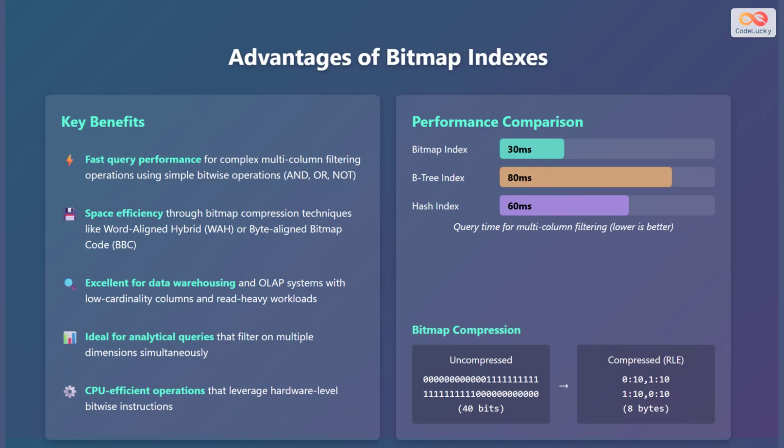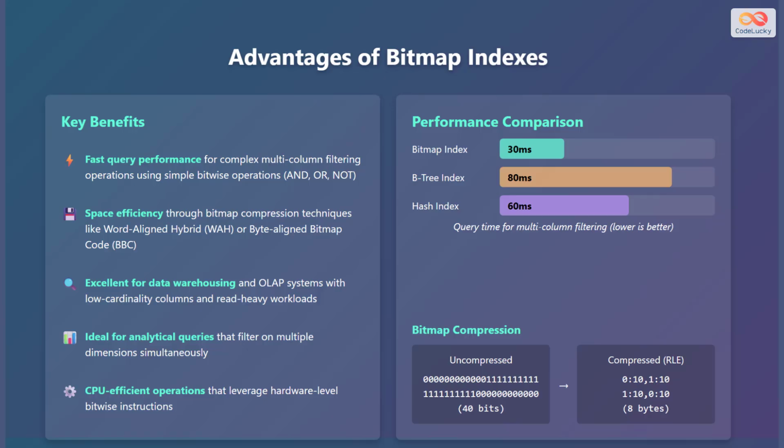Bitmap indexes offer several key benefits. They provide fast query performance for complex multi-column filtering operations using simple bitwise operations like AND, OR, and NOT. Bitmap indexes offer space efficiency through bitmap compression techniques like word-aligned hybrid or byte-aligned bitmap code. Bitmap indexes are excellent for data warehousing and online analytical processing systems with low cardinality columns and read-heavy workloads. They are ideal for analytical queries that filter on multiple dimensions simultaneously. Bitmap indexes enable central processing unit-efficient operations that leverage hardware-level bitwise instructions.